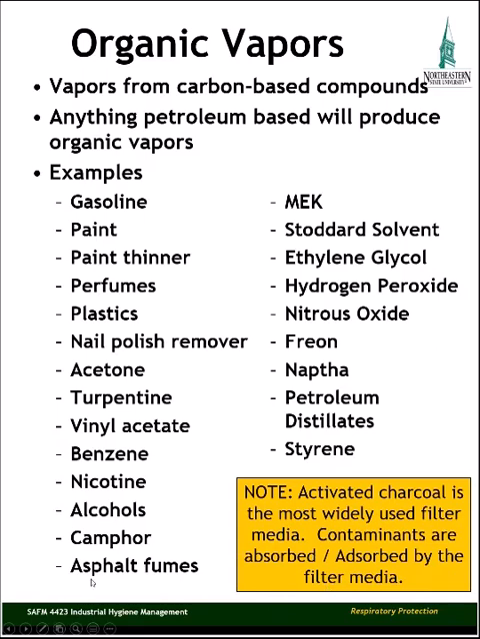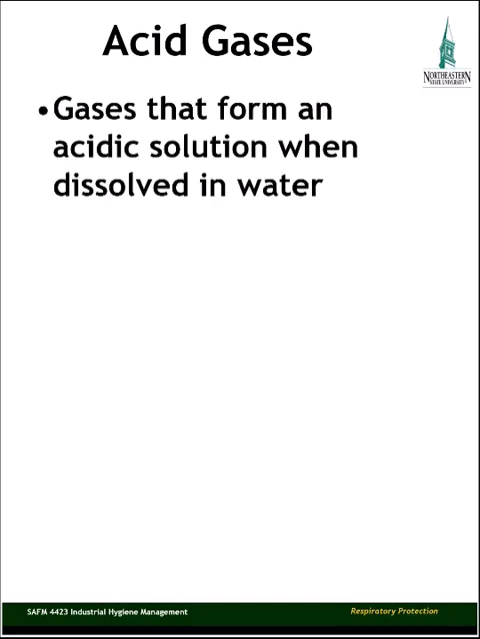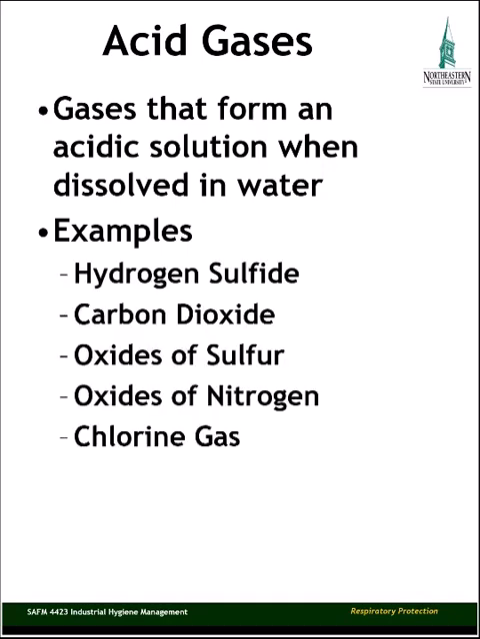The acid gases, that's another very broad classification of contaminants. There are cartridges designed to protect workers from acid gases. An acid gas is a gas that forms an acidic solution when dissolved in water. Some common examples: hydrogen sulfide, carbon dioxide, the common element that's what we exhale during normal respiration. We exhale carbon dioxide. That's considered an acid gas and can be hazardous at very high levels.